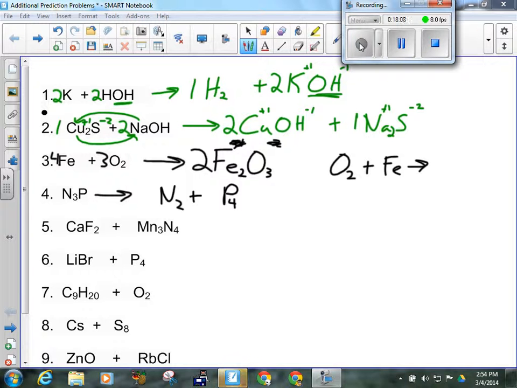All right, so now we've got to balance everything. I've got 4 phosphorus over here, and I've got 1 over here. So what should I put in front of N3P? A 4. How many nitrogen does that give me? 12. So a 6 there will give me 12. Always start with the largest number first and balance from there.